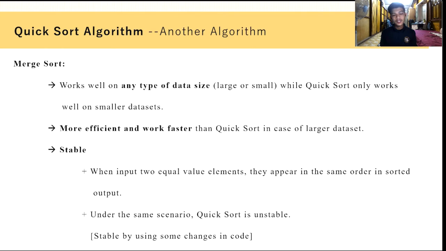Merge sort is more stable than the quicksort, which is when input has two equal value elements, they appear in the same order in the sorted output. While under the same scenario, quicksort is unstable. It can be made stable by using some changes in the coding.